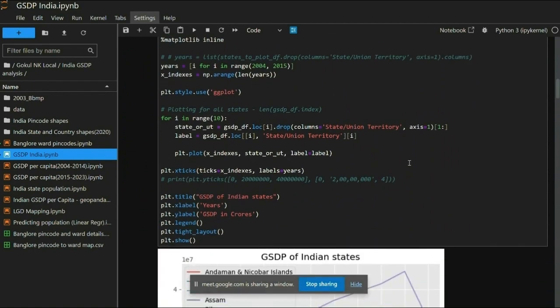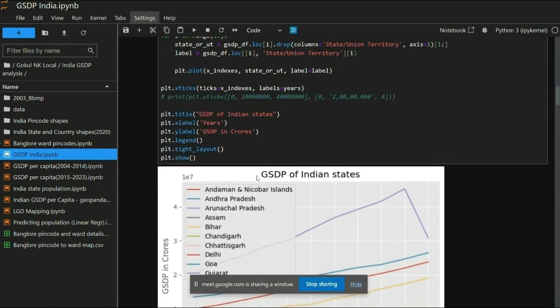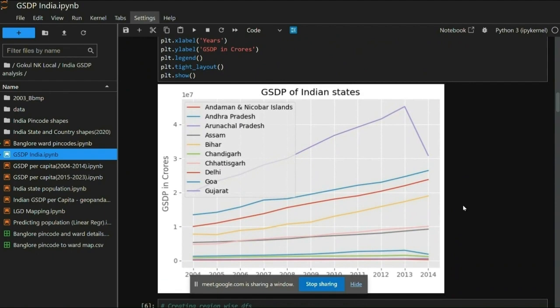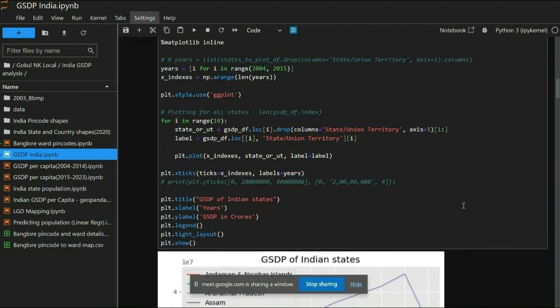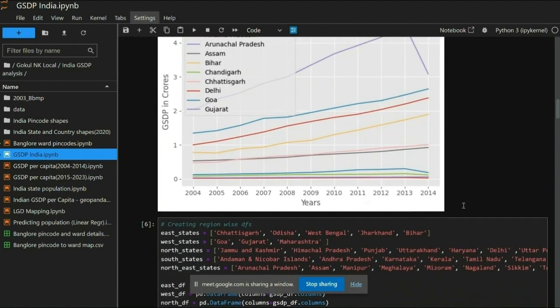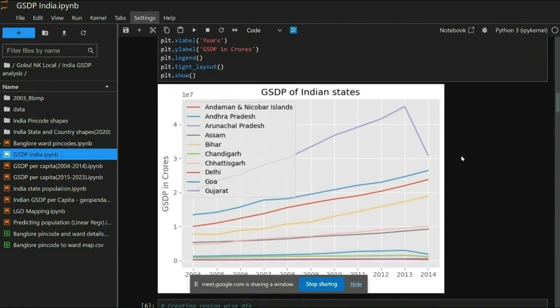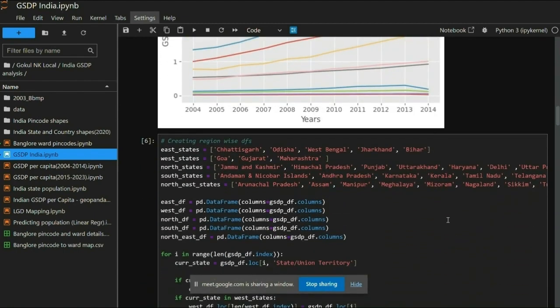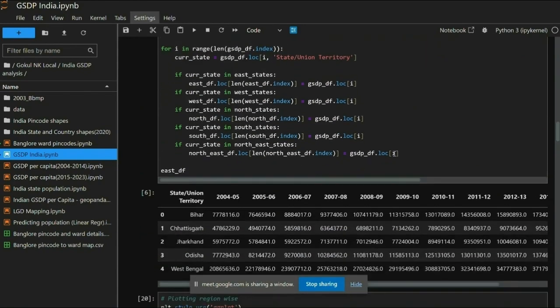Then we are plotting here using the matplotlib library. We are plotting the GSDP of Indian states. Since the space is not enough for all the states, which is about 30, we have segregated the states into zones like east, west, north, south, and northeast.